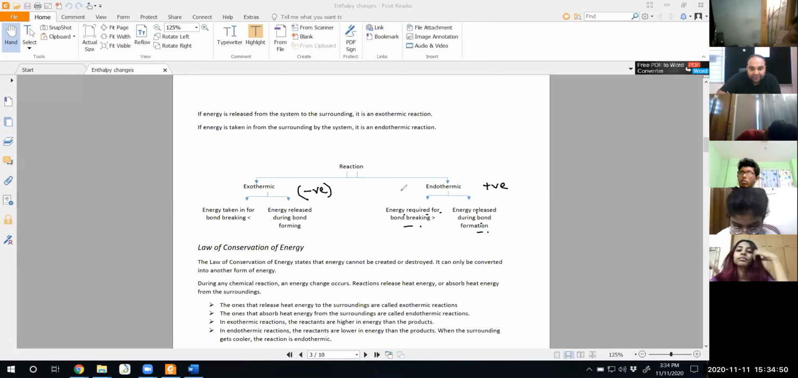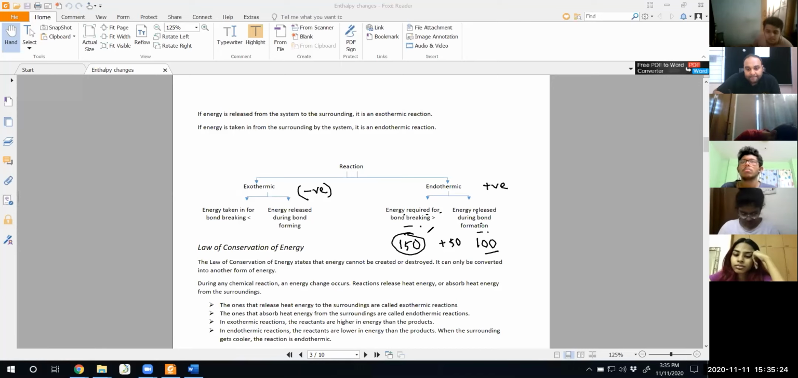So, for example, if we need 150 kilojoule of energy to break all the bonds in this reaction, and the energy released during bond formation is 100 kilojoule, we still need 50 kilojoule of energy.